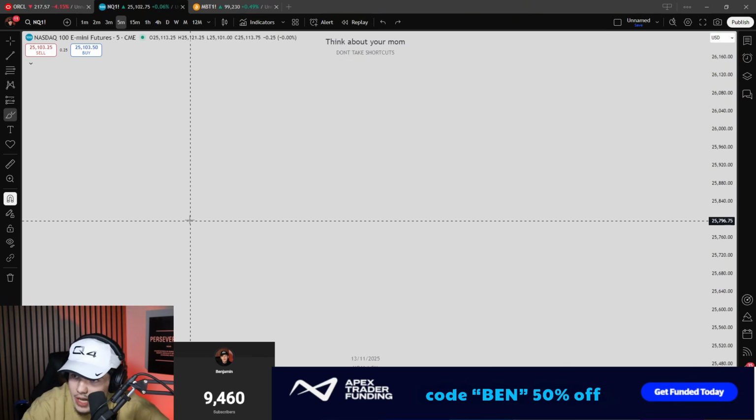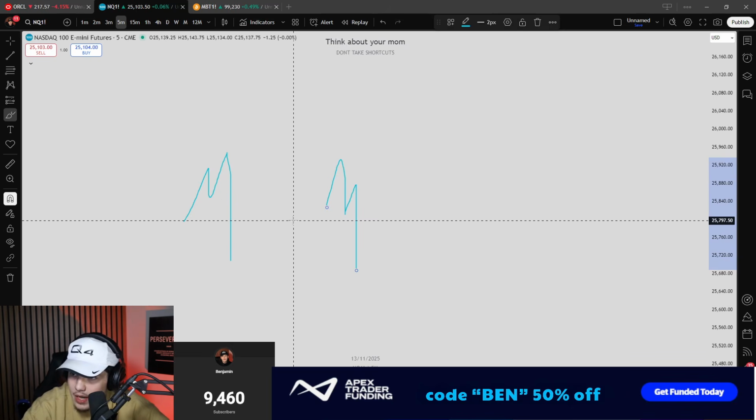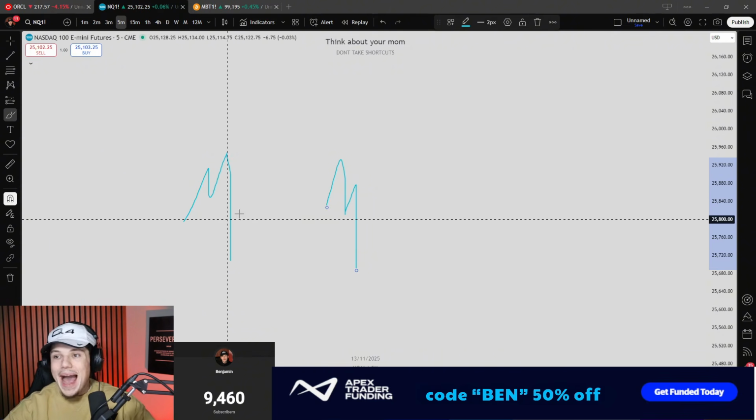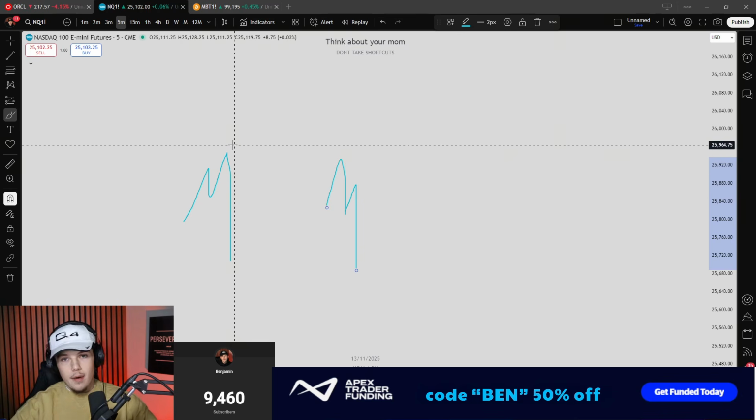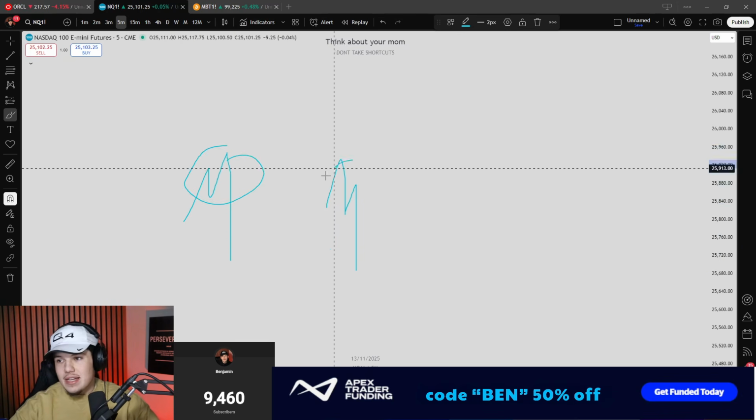But the pattern we're looking for is kind of like an M. Now, you don't want to trade it like a pattern. You want to understand what we're looking for. Market structure shifts and breaks of structure were the hardest thing for me to learn when I was first learning ICT concepts. But it's one of the most important things. You're not looking for a pattern. You're not looking for something to look like this.